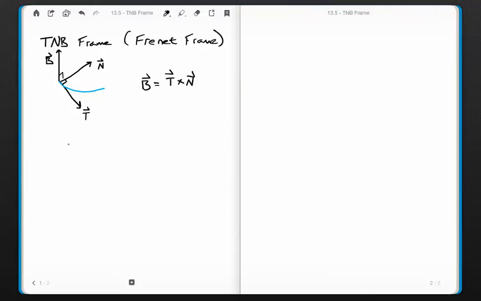And so since T and N, the magnitudes of both these are 1, and the angle between them is 90 degrees, that means the magnitude of B, the magnitude of this thing, must also equal 1. Okay, now we know that T, N, and B are three orthogonal unit vectors to make a convenient coordinate system.